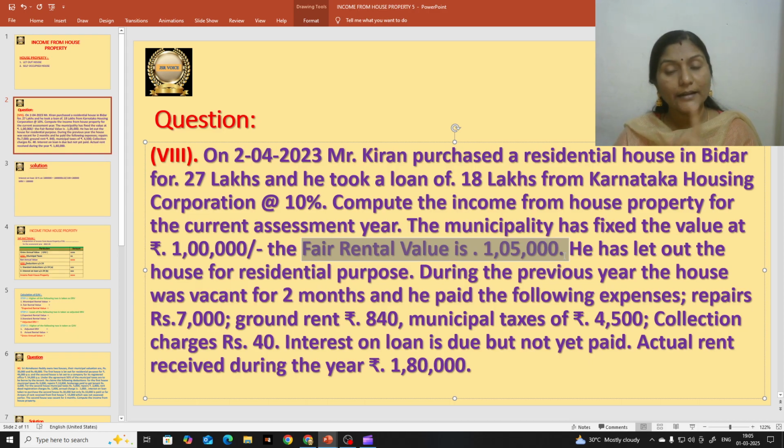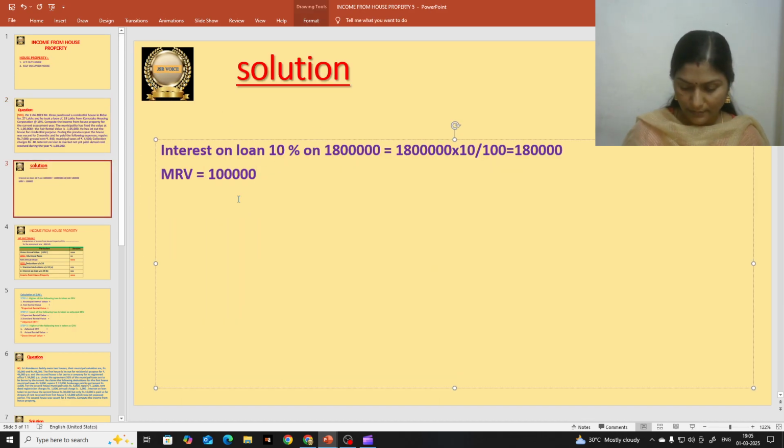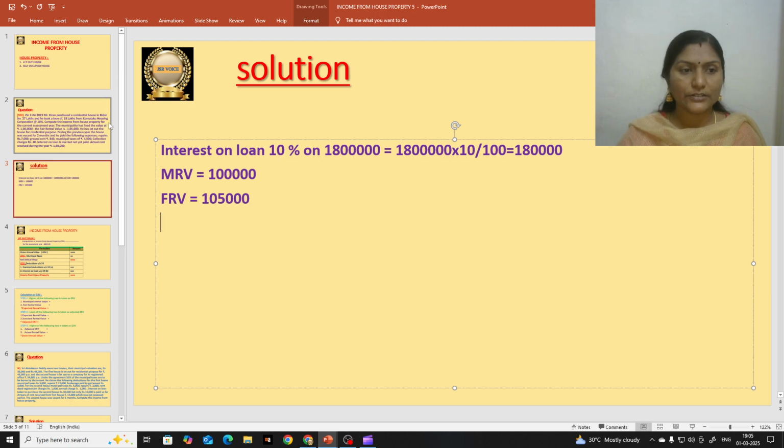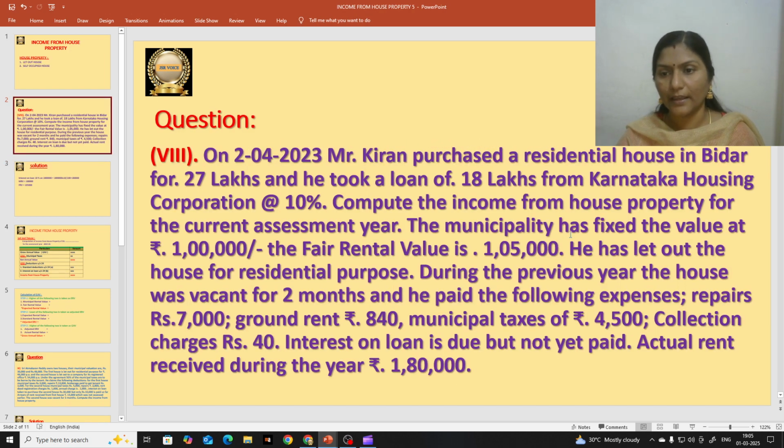And here they did not mention whether it is for 1 month or for 1 year. Then we can assume that that is for 1 year. So 1,05,000 is FRV. FRV means fair rental value. Let us take that. FRV is equal to 1,05,000. Okay, and next, let us go to the question again.